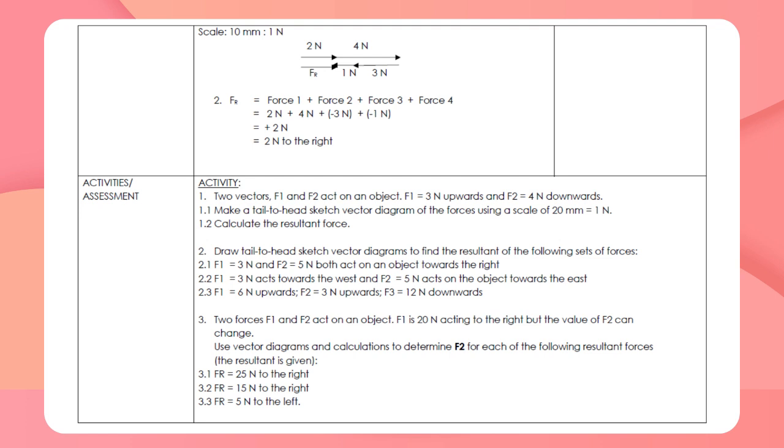3. Two forces F1 and F2 act on an object. F1 is 20N acting to the right, but the value of F2 can change. Use vector diagrams and calculations to determine F2 for each of the following resultant forces. The resultant is given. 3.1 FR equals 25N to the right. 3.2 FR equals 15N to the right. 3.3 FR equals 5N to the left.